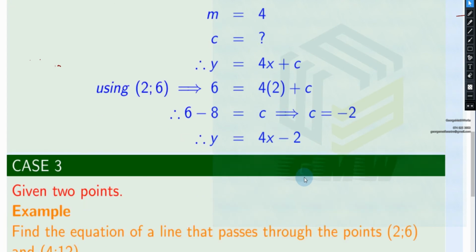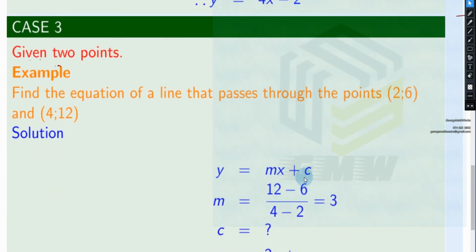That's case number 2. Then case number 3, you are just given 2 points and asked to find the equation of a line. Find the equation of a line that passes through the points (2, 6) and (4, 12). Now, if you have 2 points, remember you can calculate the gradient. The job here in finding the equation of a line is to find the m and c.